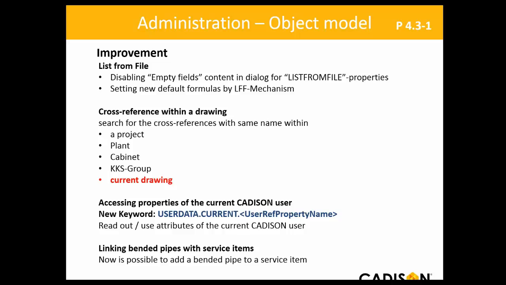It makes exactly 2 changes. One is that we have now increased the way that we can also go over the current drawing. That is what I marked red here. And the other point is that we now make the accessing of the property for the current CADISON user available. So here we have a new keyword so that we can use this data in other places.